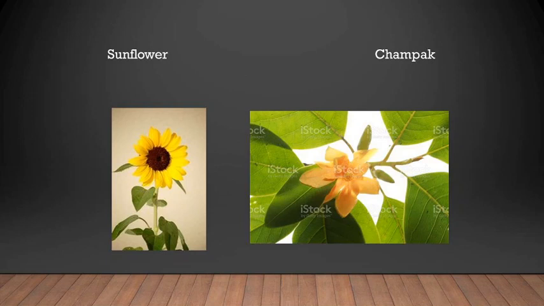Champak. We stayed in Vizag, and in Visakhapatnam, you could find hundreds and hundreds of champak flowers, both green as well as yellow, giving you a pleasant fragrance which exhilarates your mind and heart. Champak.